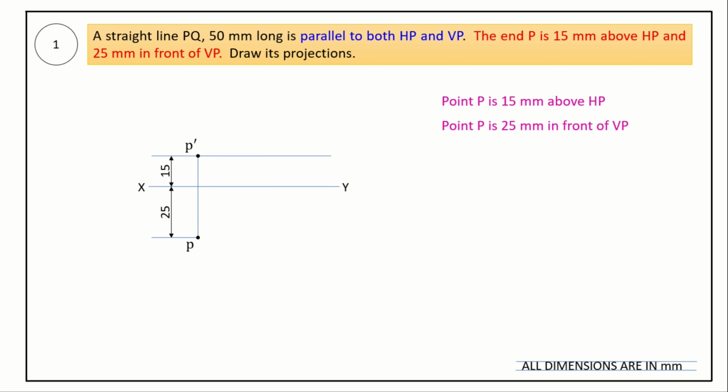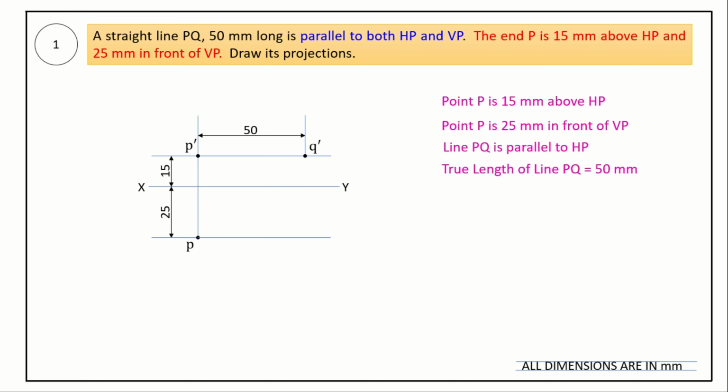So, from the point P dash, draw a horizontal line, and also from the point P, draw a horizontal line. It is given line PQ is parallel to HP. Therefore, if P dash is 15 mm above XY, even Q dash will be 15 mm above XY. It is given the true length of line PQ is equal to 50 mm. Therefore, measure 50 mm on this line from P dash, mark the point as Q dash. Here, the distance between P dash and Q dash is equal to 50 mm, the true length of line PQ.